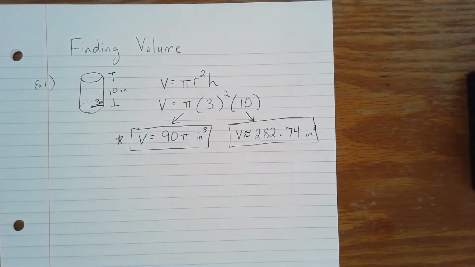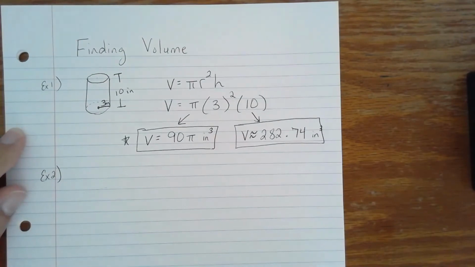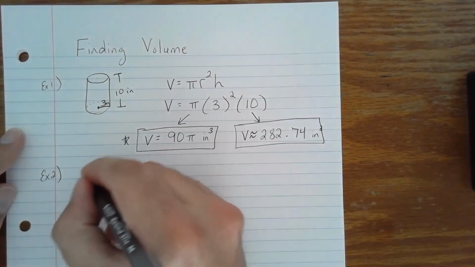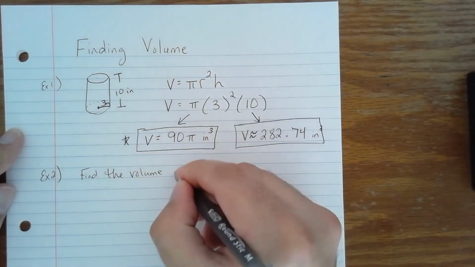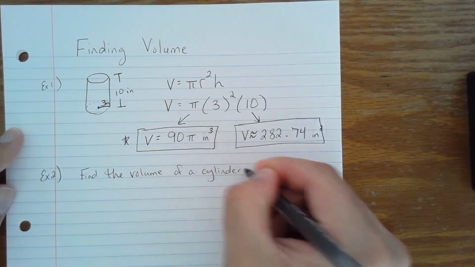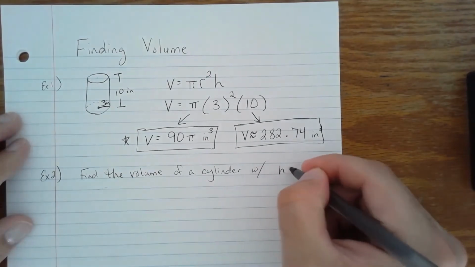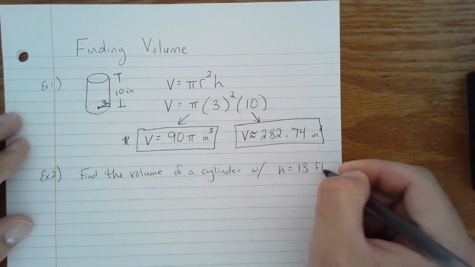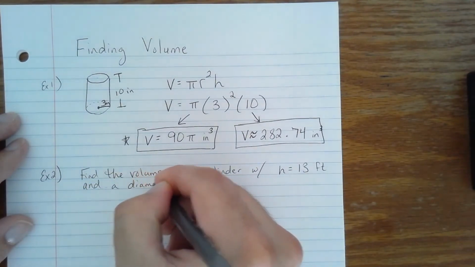Let's take a look at another one then. So we can do this. One of the only differences I see with cylinder problems is sometimes they won't give you a figure. They'll use just words. We'll say find the volume of a cylinder. They do need to specify that. When I start seeing radius involved, it could be a sphere. We're going to say with a height equal to 13 feet and a diameter of 30 feet.